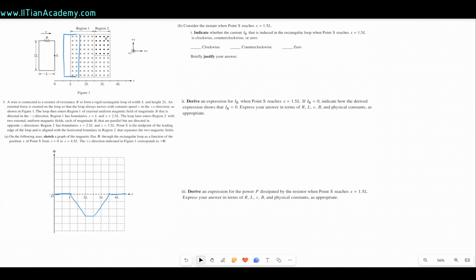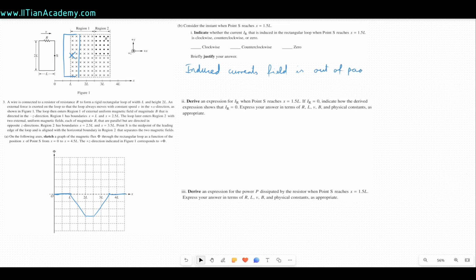So what we see is that the field inside is going into the page. The field is increasing into the page. So according to Lenz's law, the induced current will be in such a way as to oppose the change. Therefore, the induced current's field has to be increasing out of the page, so to oppose the change, it's out of the page.